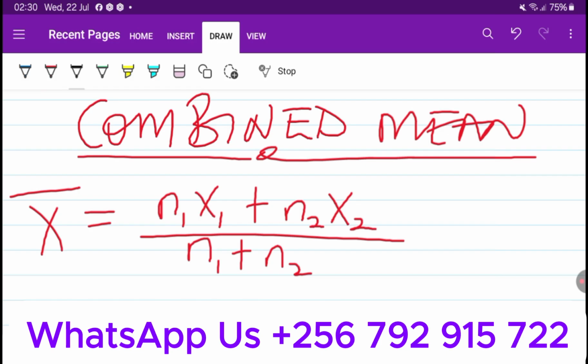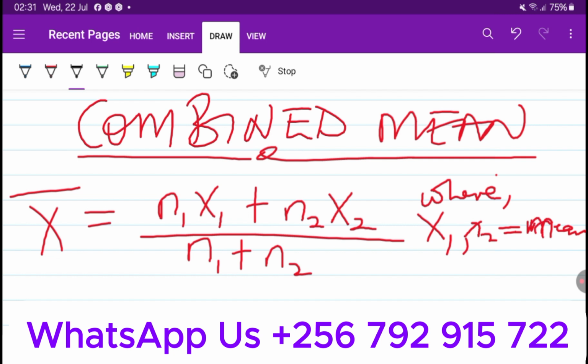let me write where, first of all, x1, x2 represents the mean. Then this n1, n2, up to nn, up to the nth number, these ones represent the size.